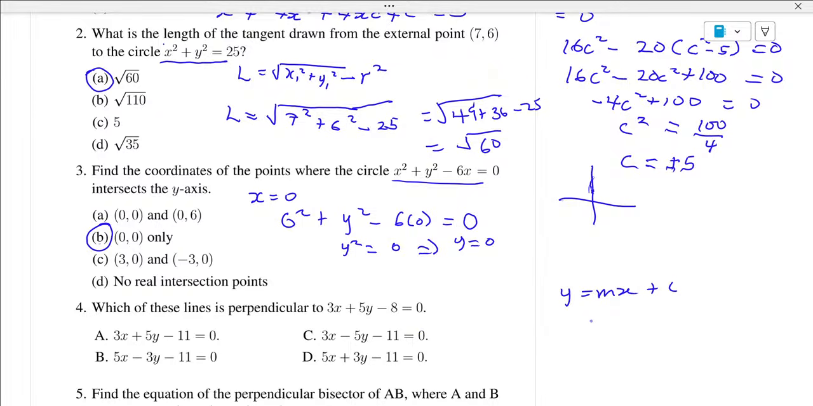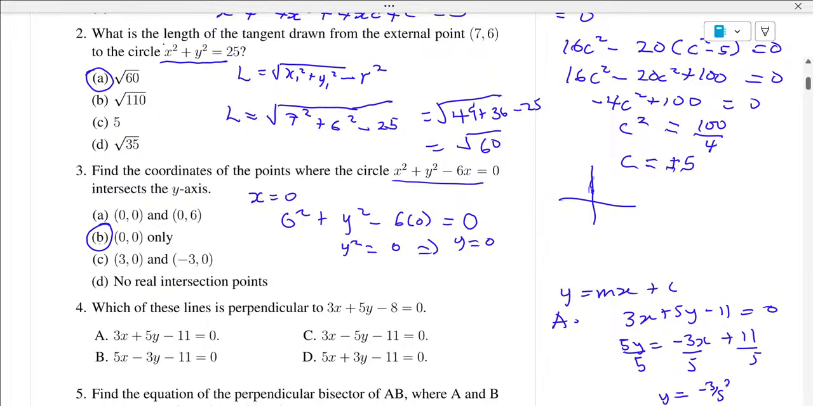So what do we do? From the first one, option A, we have 3x plus 5y minus 11 equal to 0. In our case here, we can say 5y is equal to negative 3x plus 11, right? Then we divide both sides by 5. Then we have y equal to negative 3 on 5 x plus 11 on 5.